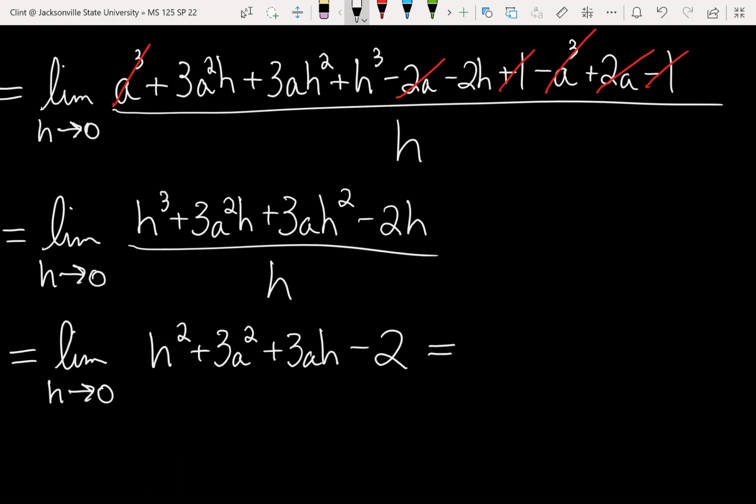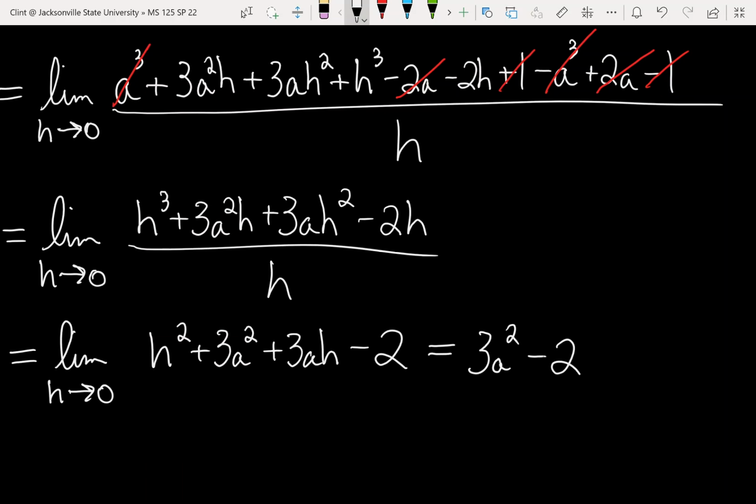We plug in for h 0, do direct substitution. What's that going to leave us with? H squared is 0. And we got 3a squared. 3ah, what happens on that one? 0, yeah. I get minus 2. Okay.